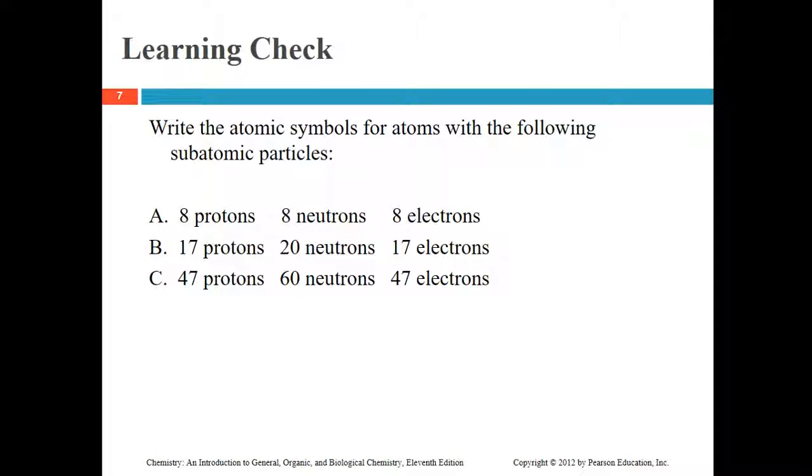So now that we could do it forwards, let's do it backwards. Write the atomic symbols for atoms with the following subatomic particles. All right, let's first start with 8 protons. Well, we don't need to go any further. We look at the periodic table for something with the proton number of 8, and that is oxygen. So we know that oxygen is where we're going to start, so we write an O.